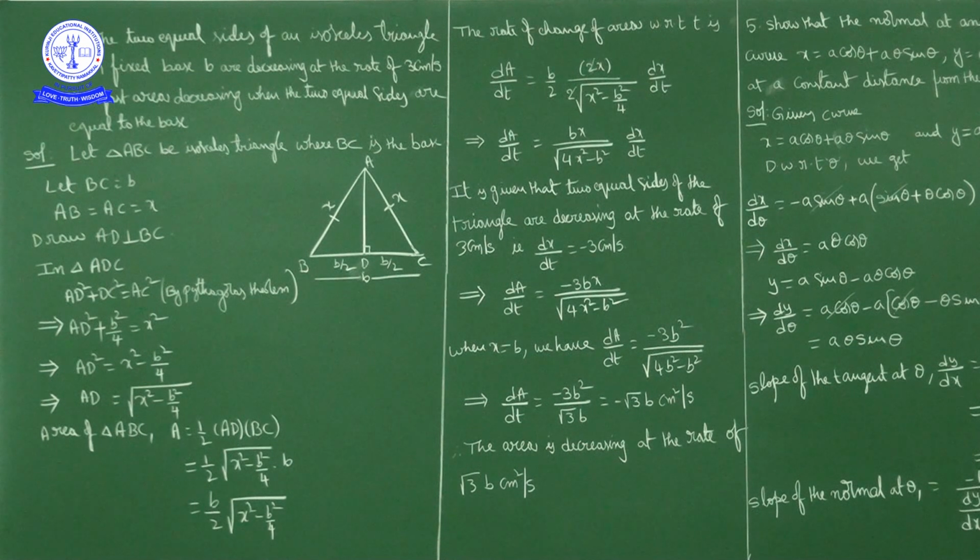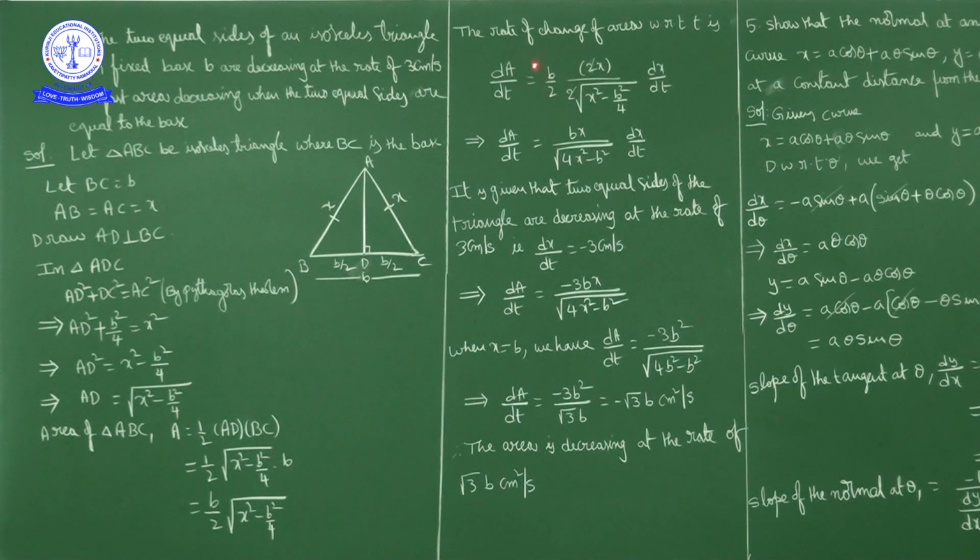Now the area of triangle formula is half into base into height. The base is BC, the height is AD. So half into AD into BC, where AD is the square root of x square minus b square by 4 and BC is b. Here b is a fixed quantity, so the area is b by 2 into the square root of x square minus b square by 4. This b is fixed, the changing quantity is x. Now we have to find the rate of change with respect to time, so for dA by dt, we differentiate with respect to t.